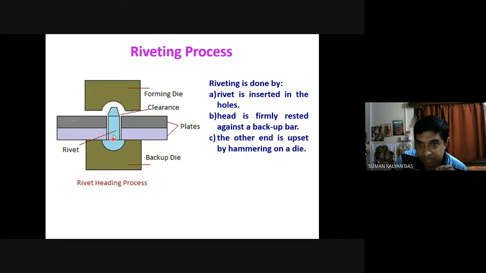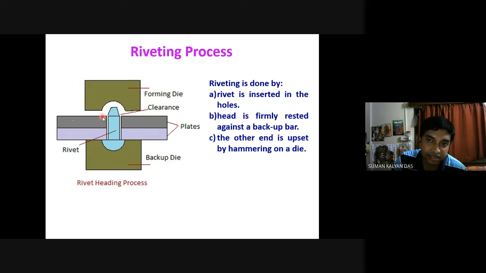First of all, I have this backup die under the two plates, and the rivets are put like this. The tail part of the rivet is normally on the top side, and on the top we have this die-type of thing which has a hemispherical cutout. This hemispherical cutout makes contact with the tail, and if we hit the top of this die with sufficient force, the tail part of the rivet undergoes plastic deformation and takes the shape of this hemisphere.